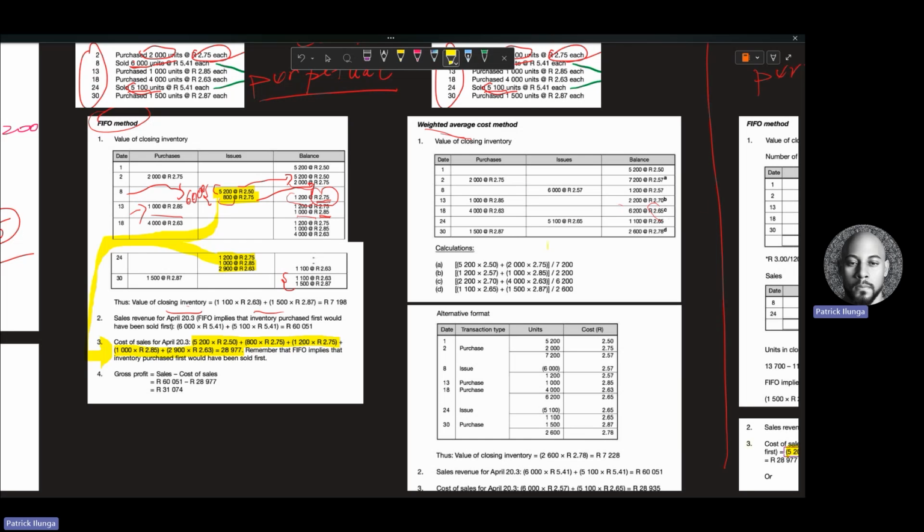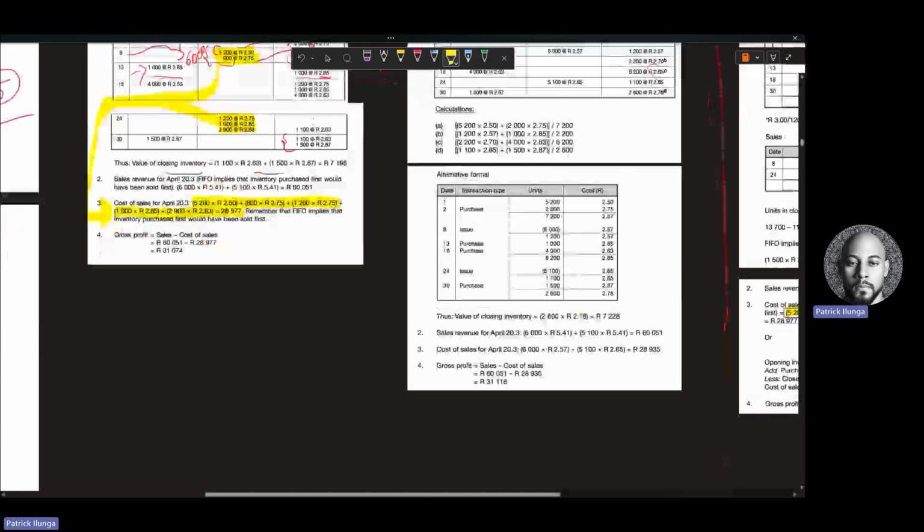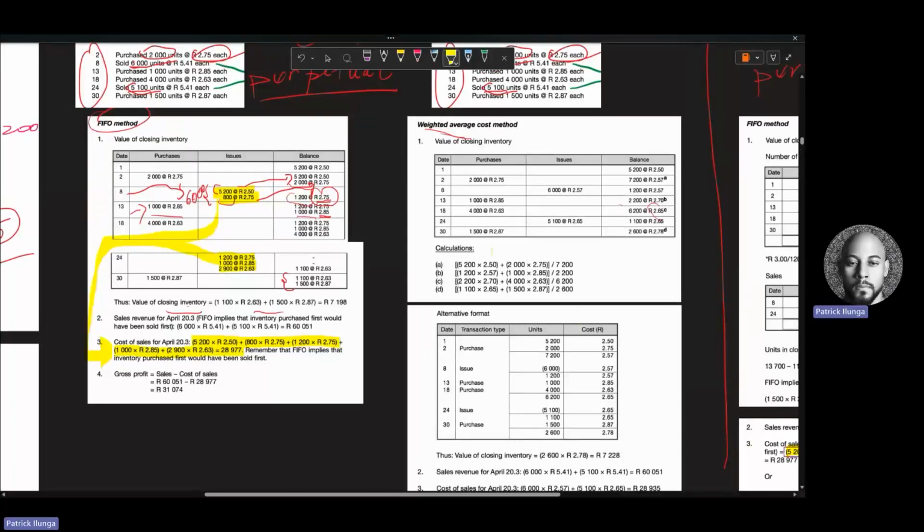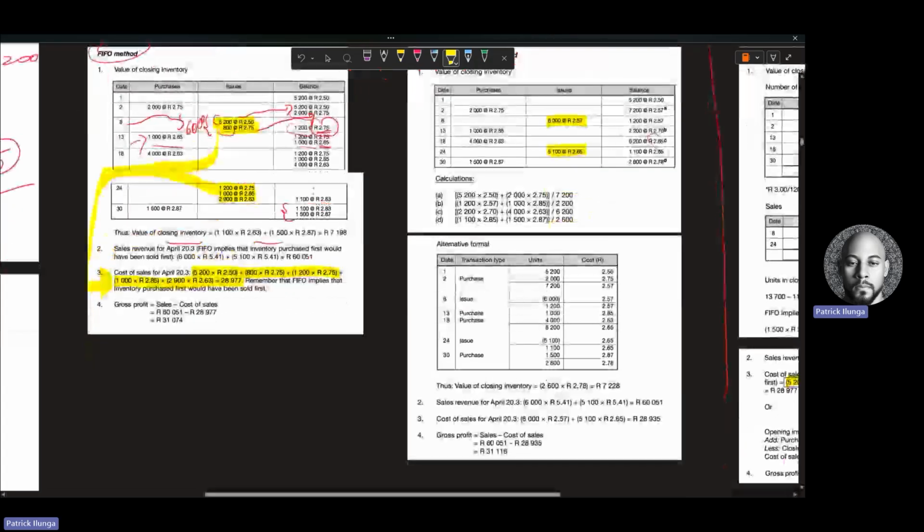For the weighted average, how would it be? You would also have to look at every time there were sales. But remember, the weighted average is straightforward because we have already worked out only one cost, the 2.57 and the 2.65. And that's all that you need to do. So here, it's just this.